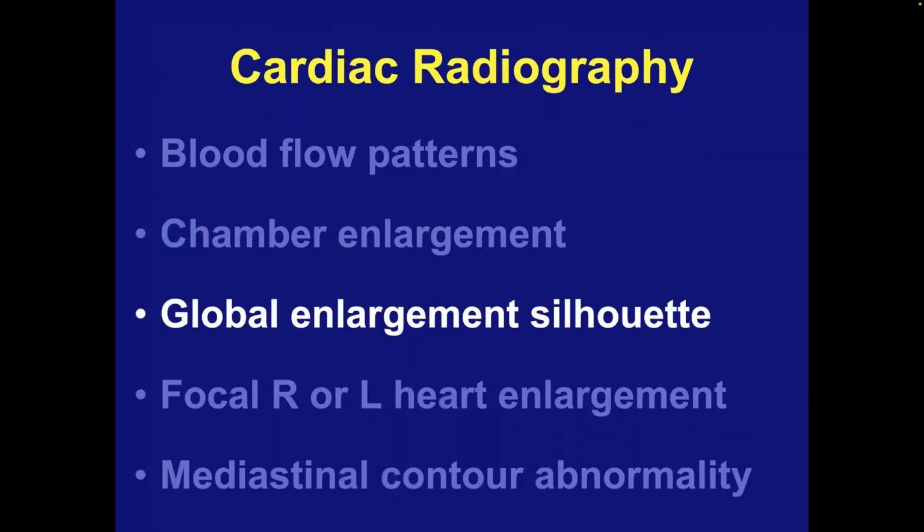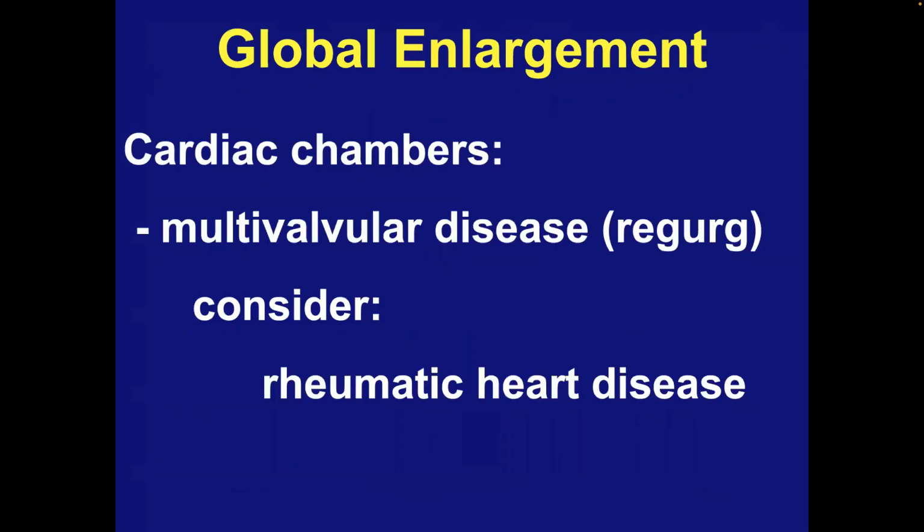Okay, what do I think about when I see global enlargement of the cardiac silhouette on a radiograph? Well, the enlarged silhouette may be due to global cardiomegaly, true enlargement of the cardiac chambers. And in that situation, I think primarily of multivalvular disease, particularly multivalvular insufficiency, so that all chambers are affected by volume overload and become enlarged. So I think about something that will give both tricuspid and mitral regurgitation, leading to enlargement of all 4 chambers. That most often is due to rheumatic heart disease, which is a multivalvular disease.